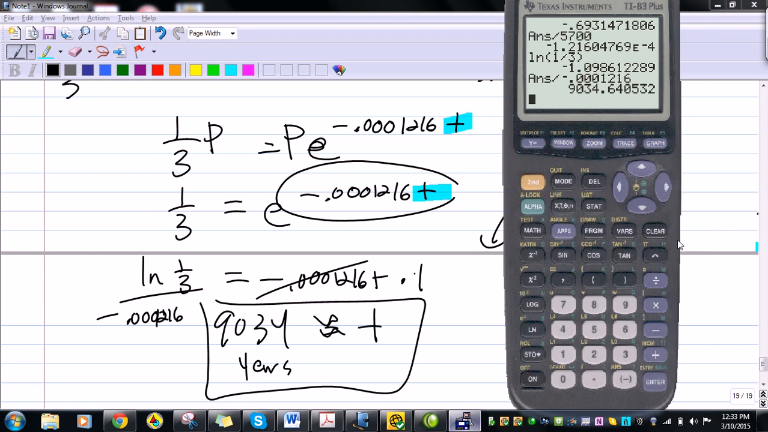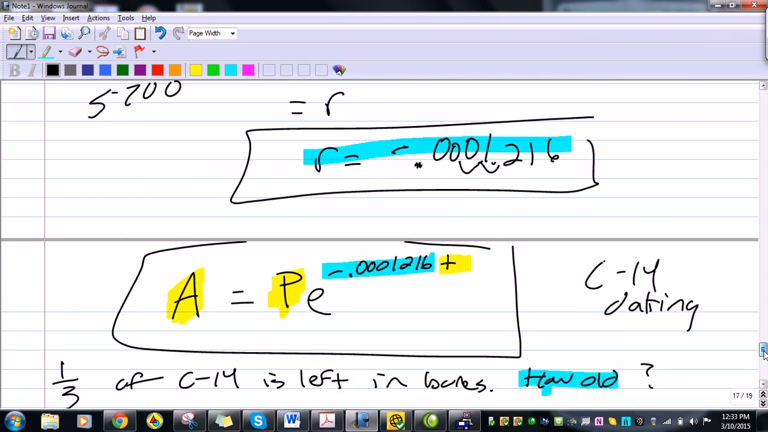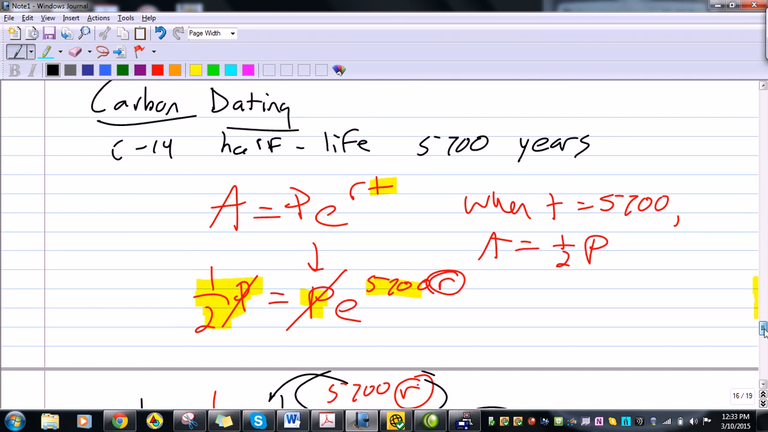Okay? So that's one place in which we use e, Euler's constant. Exponential growth, which is continuous at every moment, or exponential decay, which requires something to decay, like carbon-14, at every moment continuously.